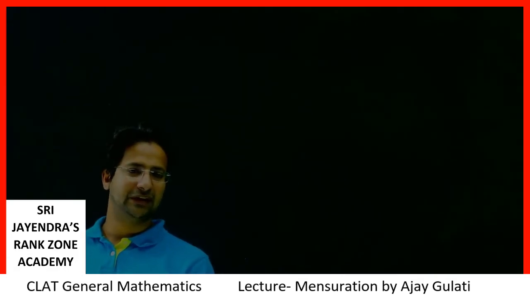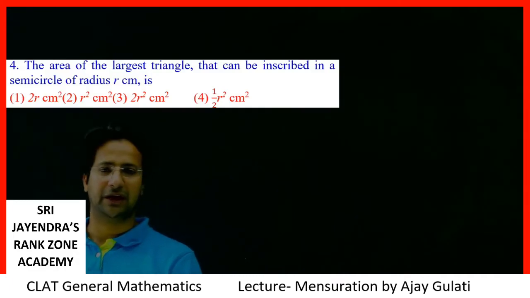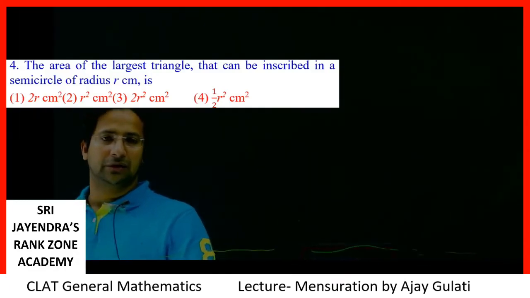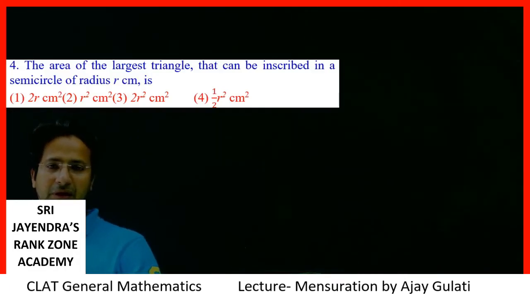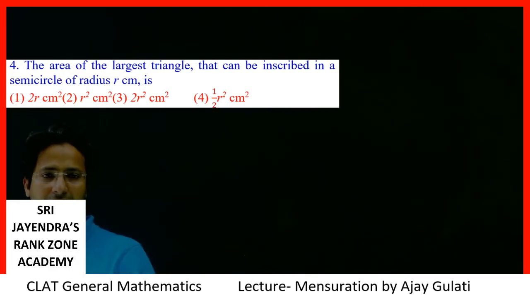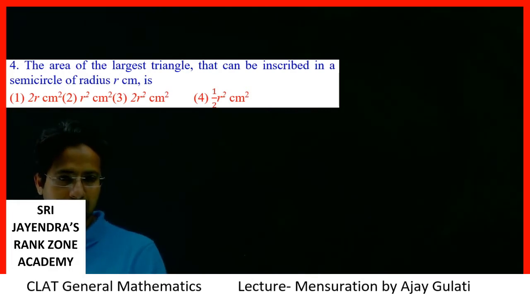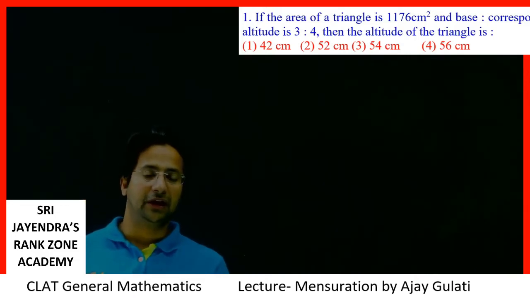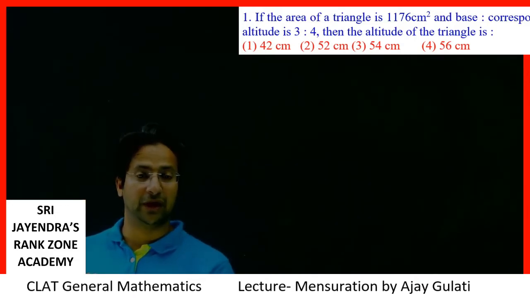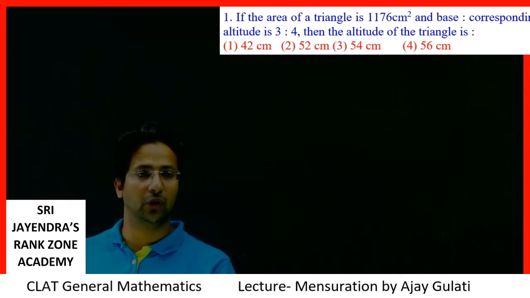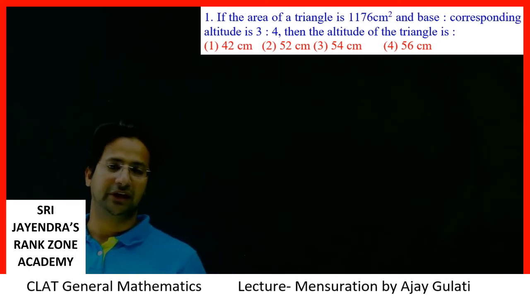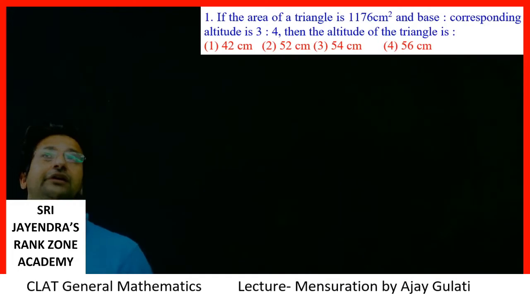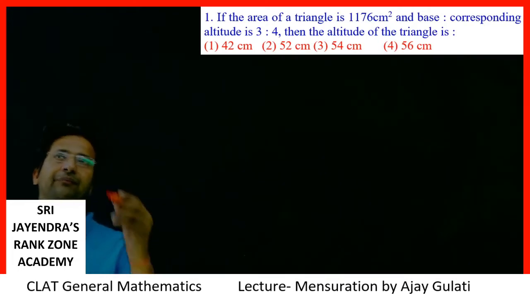So students, let's take a few questions based on the area of a triangle. The first question is, the area of a triangle is 1176 centimeter square and base is to corresponding altitude is 3:4. Then the altitude of the triangle is?